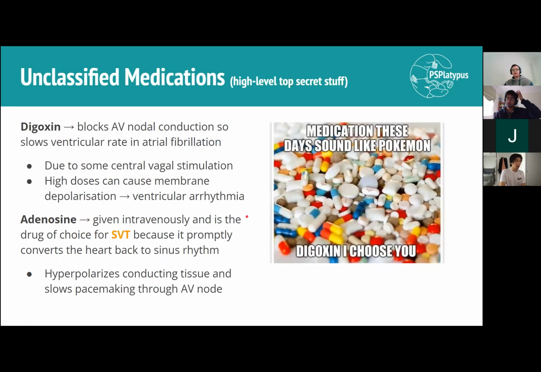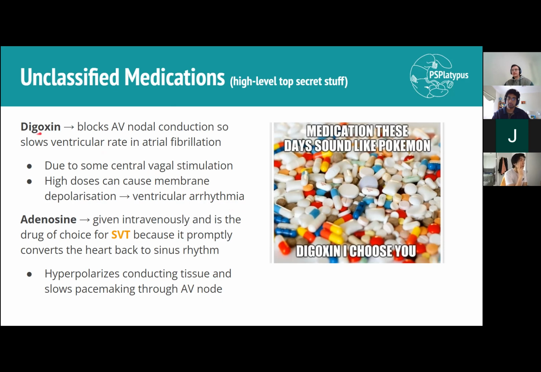There are some unclassified medications. These don't come under the Vaughan Williams classification, and the reason is that they have slightly different modes of action. You don't need to know about these too much, except for one or two things which I'll highlight, which can be good for exams, and sometimes buzzwords pop up.